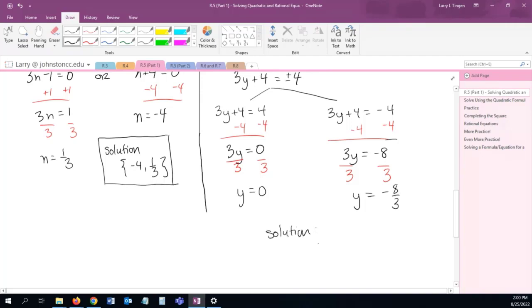So my solution set contains 0 and negative 8/3. Sorry, that was a bit of a mess, but there they are. There are my solutions.